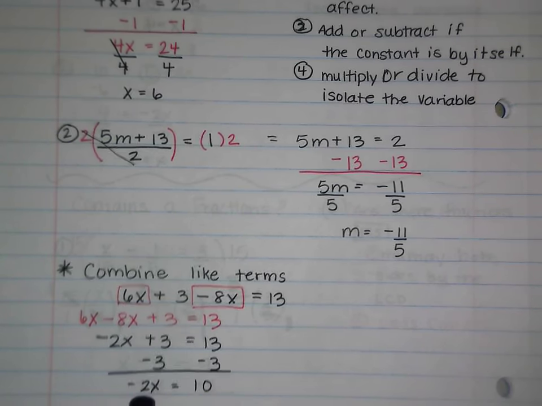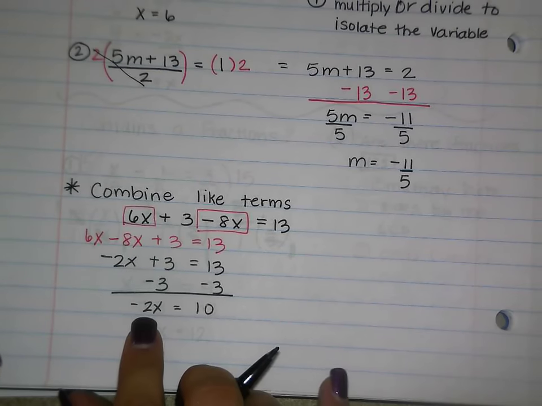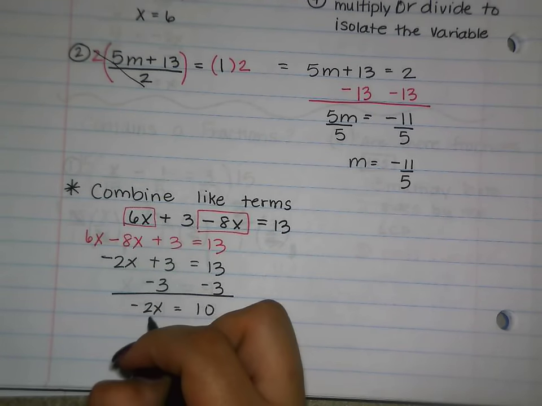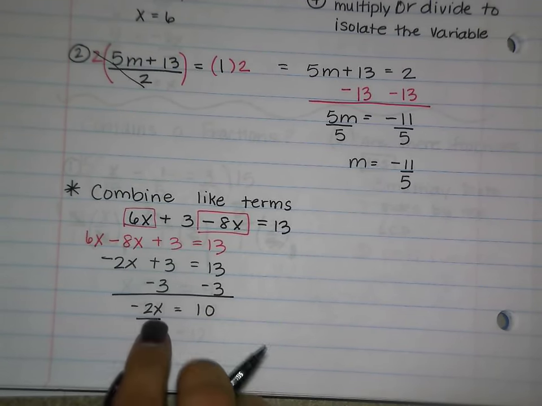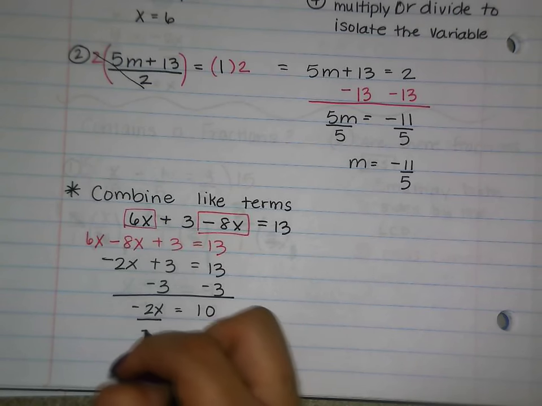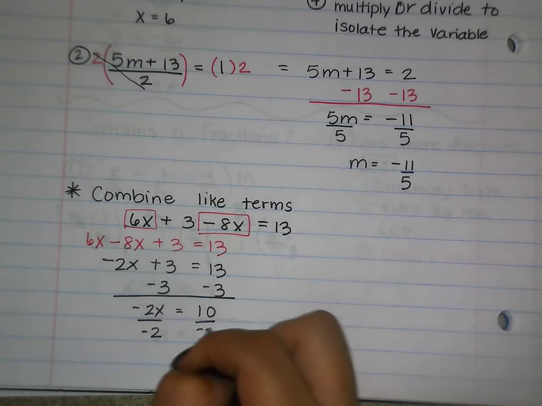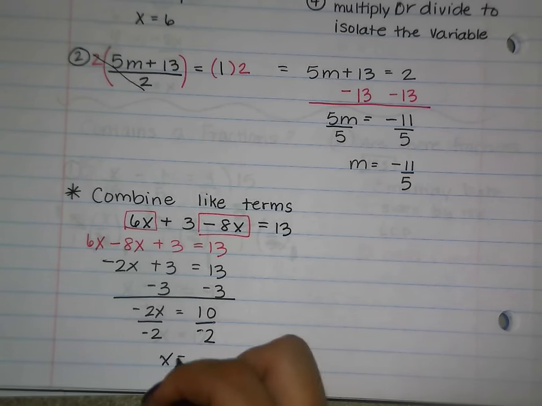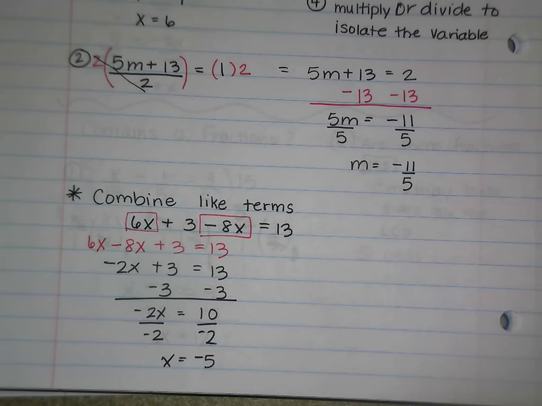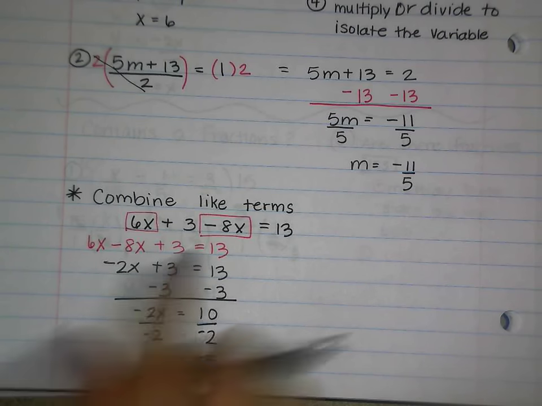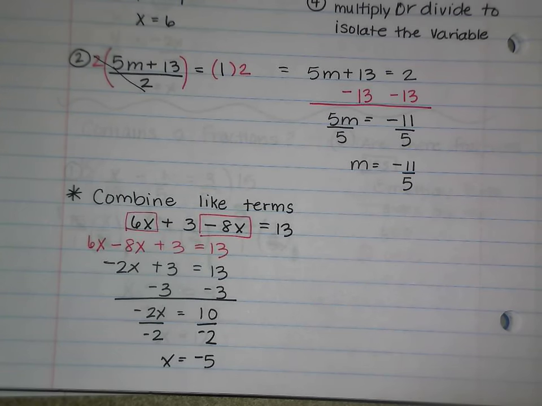And then I want to get rid of that negative 2 because it's attached to that x, and I don't want that x to be attached anymore. Because it's multiplied, I'm going to divide both sides by negative 2. And that's going to leave me with x is equal to negative 5. Okay, and that's kind of how we're going to deal with combining like terms. The terms that are the same, you're going to combine.